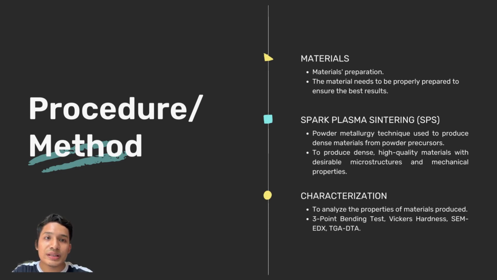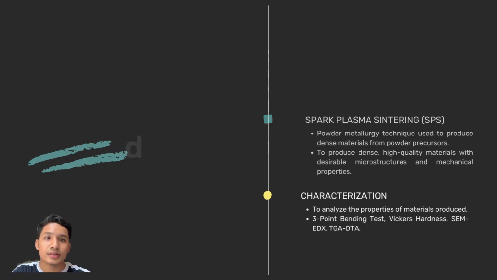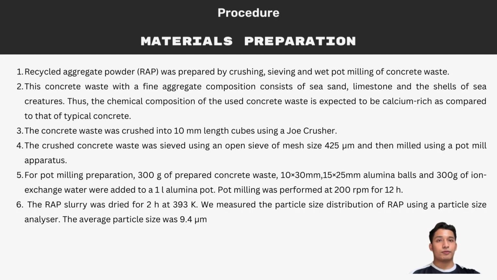There are a few main steps in this procedure. First is material preparation. Next is spark plasma sintering (SPS), and last is material characterization. Next, the first main step, material preparation. For material preparation, the recycled aggregate powder RAP was prepared by crushing, sieving, and pot milling of concrete waste.